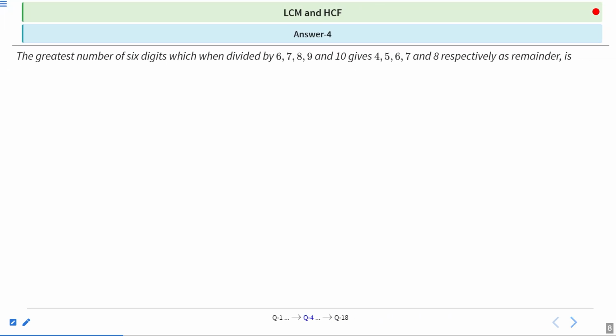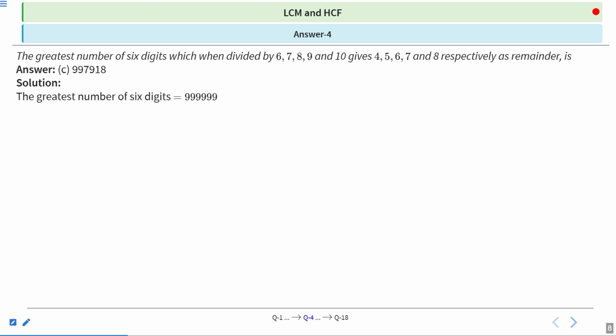So we have to find the greatest number of 6 digits, which when divided by 6, 7, 8, 9 and 10 is leaving remainder 4, 5, 6, 7 and 8. The correct answer is option C, 9,97,918. Now let's have a look at the solution.